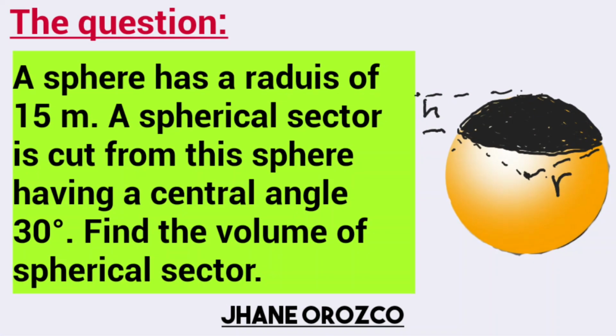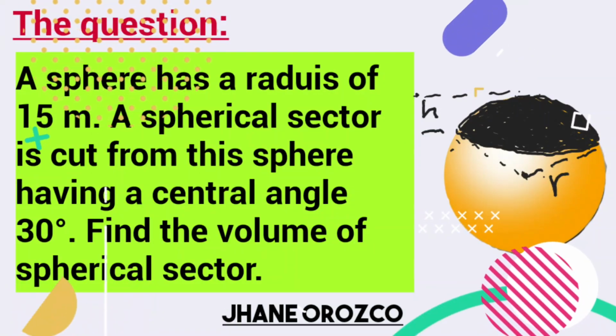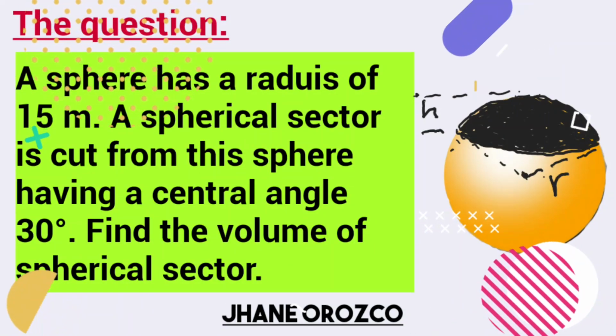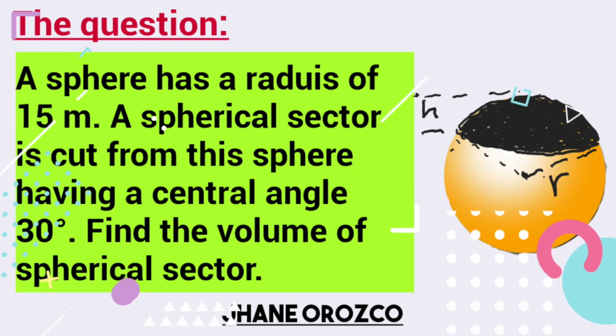A sphere has a radius of 15 meters. A spherical sector is cut from this sphere having a central angle of 30 degrees. Find the volume of the spherical sector.